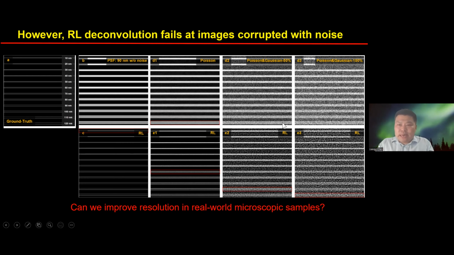However, in real-world samples, you always have Poisson and Gaussian noise, and you will see that when we have noise, things change. If we do RL deconvolution without noise, you can resolve features about 10 nanometers apart. But with noise, the best you can get is about 100 nanometers or more, depending on the noise. So the problem becomes: how can we improve resolution in real-world microscope samples?